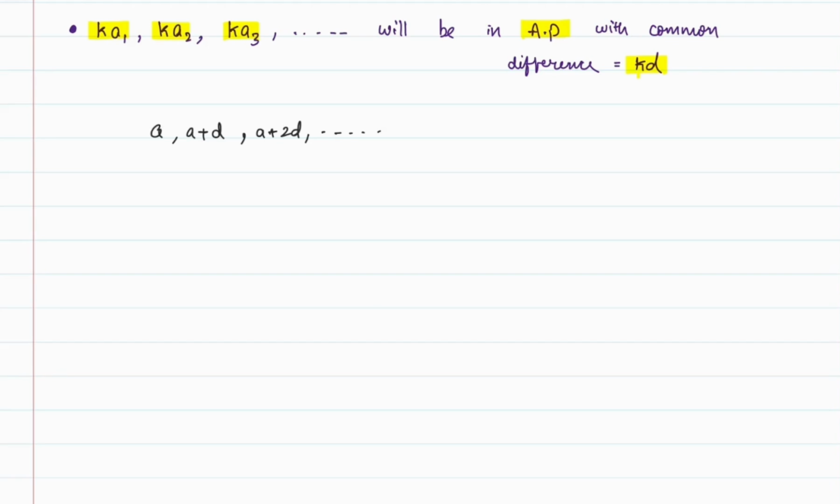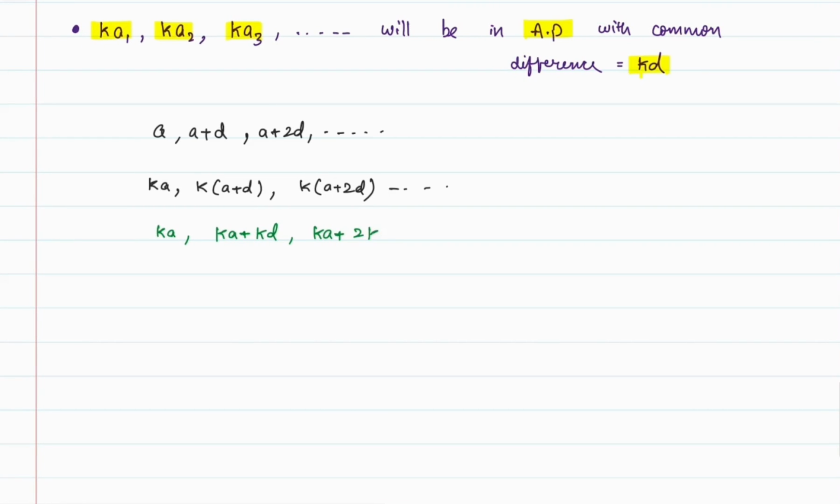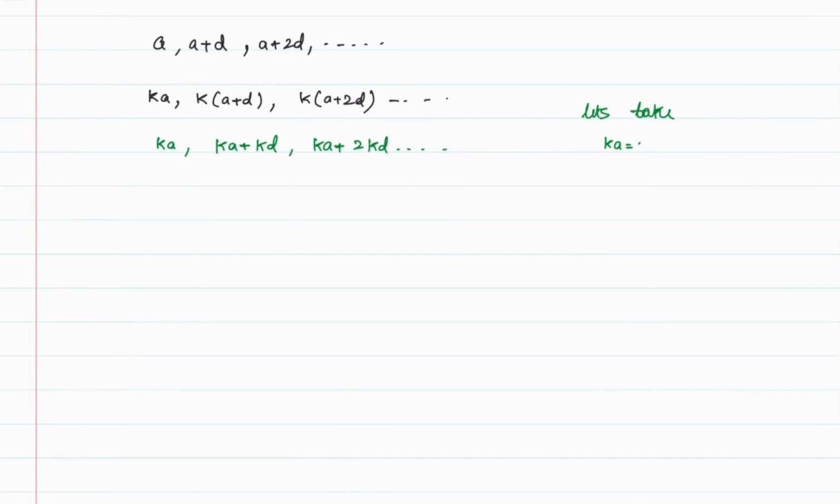Now I'm going to multiply every term with k. So when I multiply every term with k, this will become k times a, k times a plus d, k times a plus 2d, and so on. Now we can see that this is k times a, k times a plus k times d, k times a plus 2 into k times d, and so on. Now here also we can substitute. So let's take k times a equal to b. Then we'll have b, b plus kd, b plus 2 into kd, and so on.